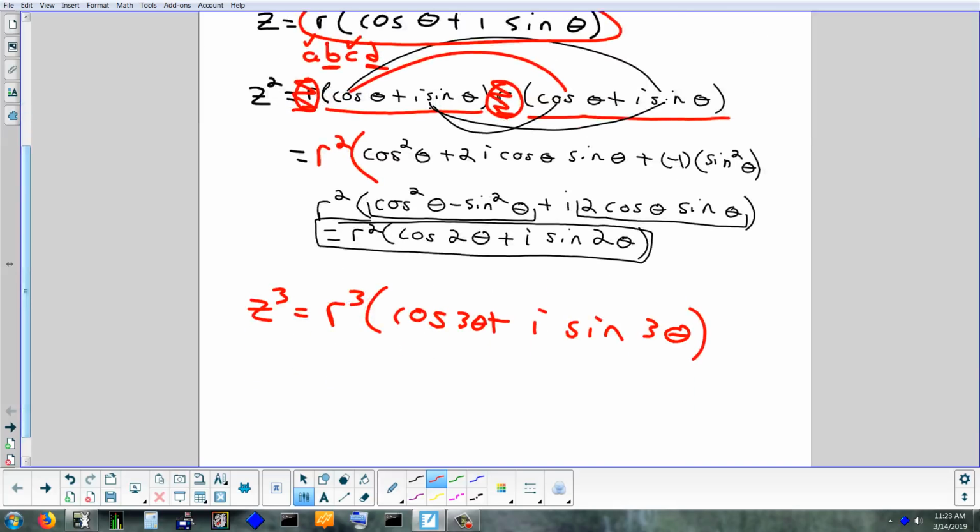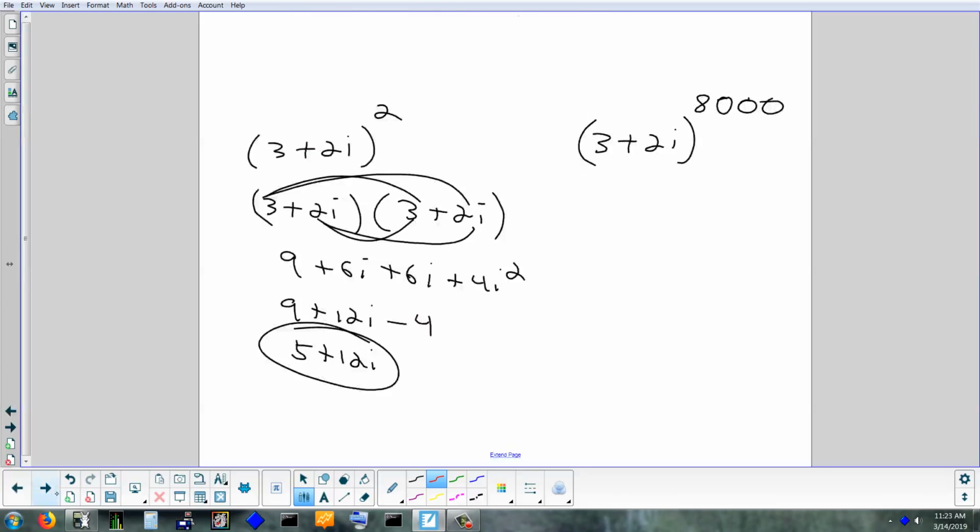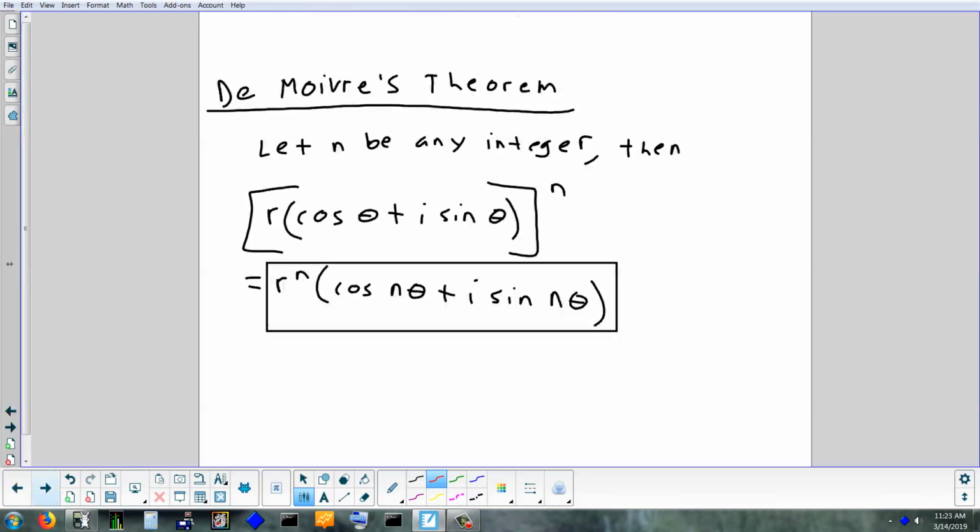So the pattern here is if you want to raise something to a power, you have to do two things. You raise the radius to the power, and you multiply the angle by the power. So if you wanted to do this to the 10th power, you would have r to the 10th cosine 10 theta, I sine 10 theta. A lot easier than having to FOIL out 10 sets of parentheses, right? Just those two steps. And this is called DeMoivre's theorem.